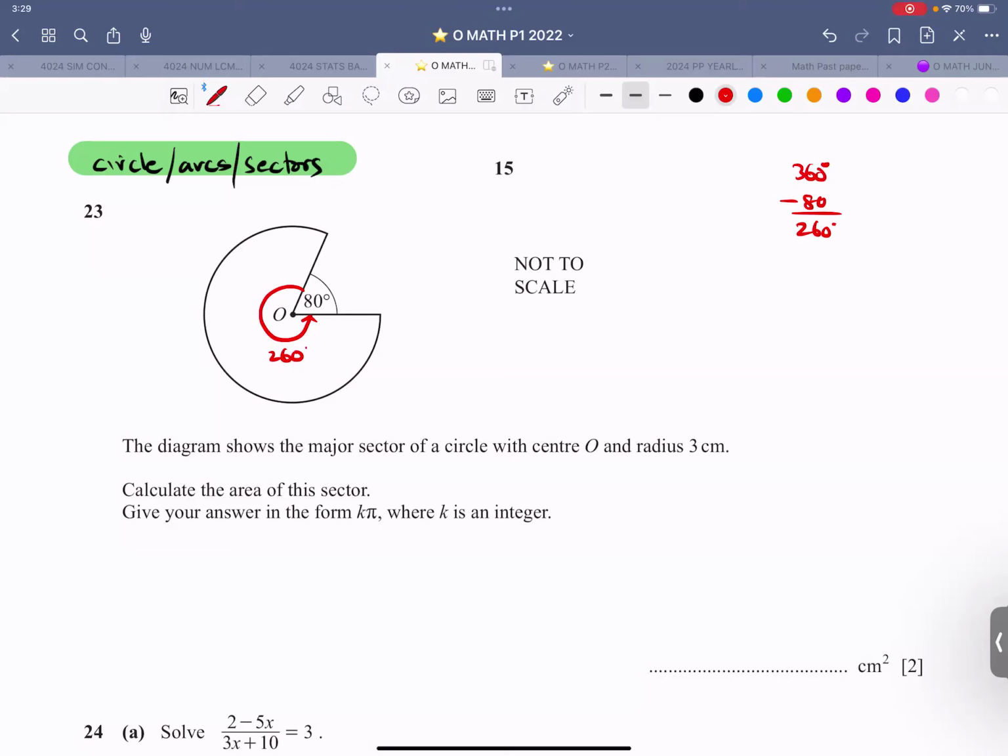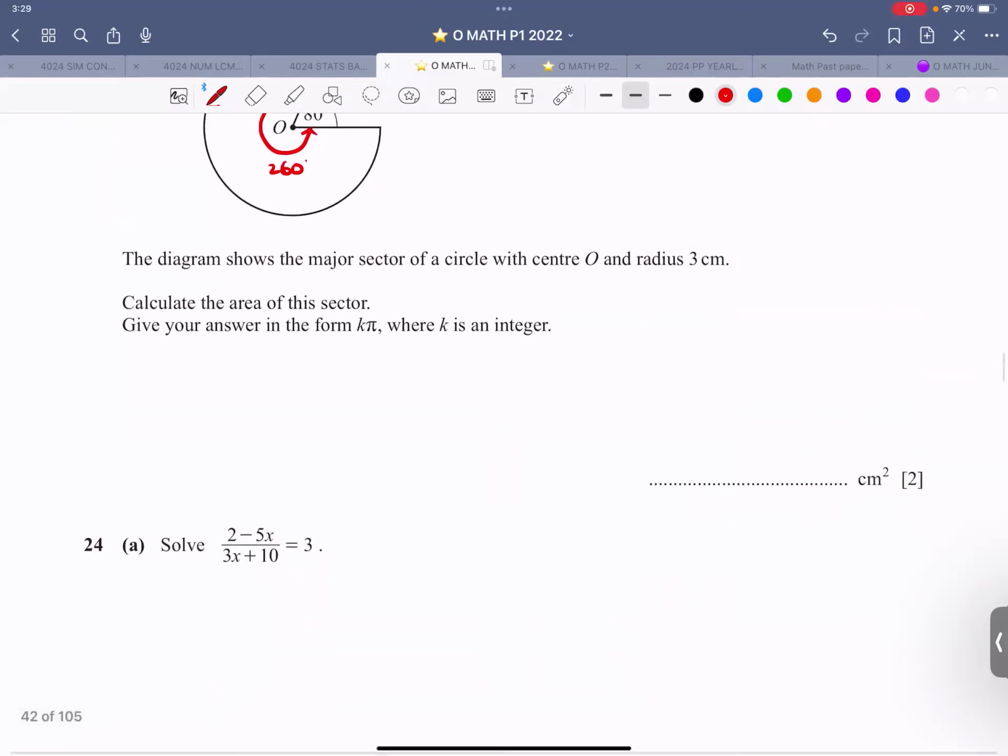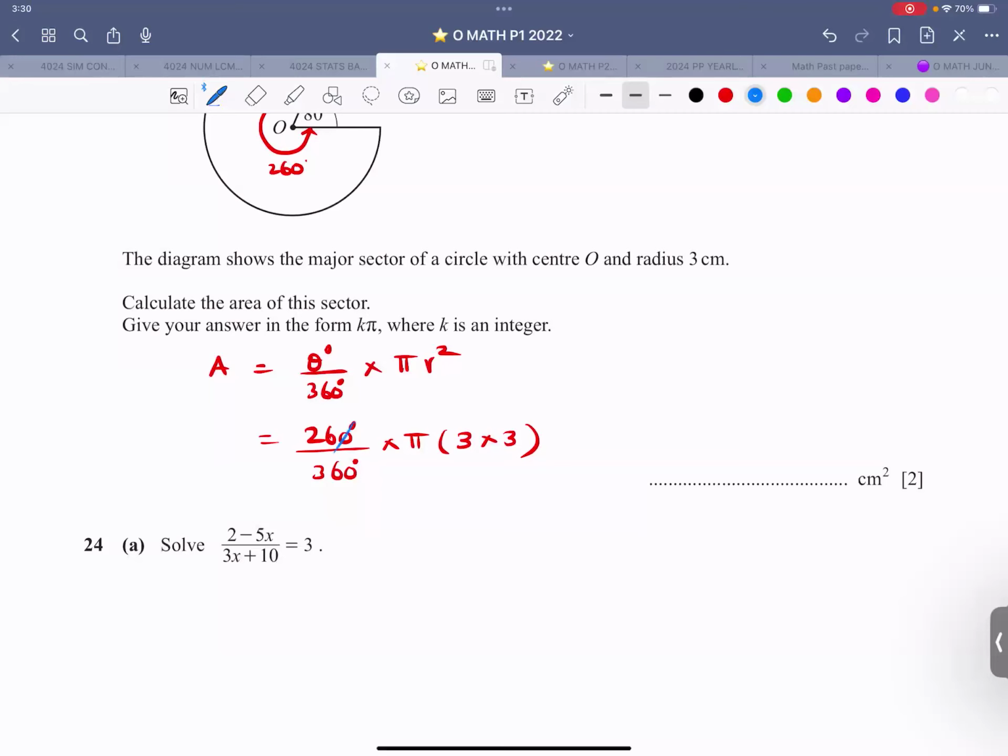Calculate the area of the sector, give your answer in the form K pi, radius is 3. So the area is theta over 360 degrees into pi r squared. Theta is 260, 360 goes down, into pi into r squared, which is 3 into 3. So now let's simplify. First of all, get rid of the zeros. Second thing, 2 into 13, 2 into 18. Okay. Next thing, this 3 and this 3, that will cancel out.